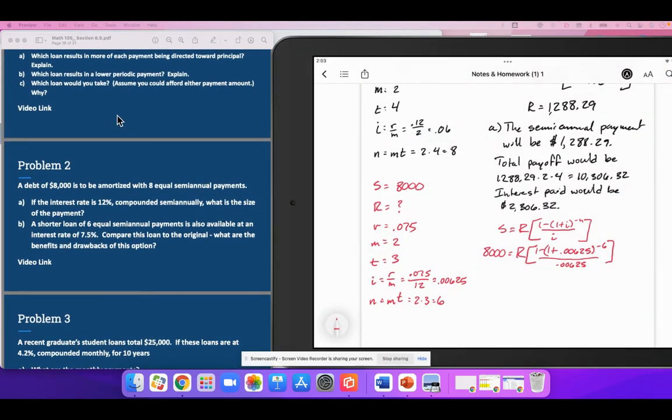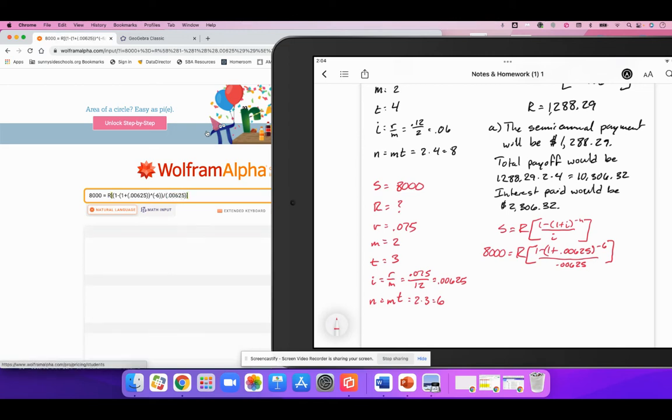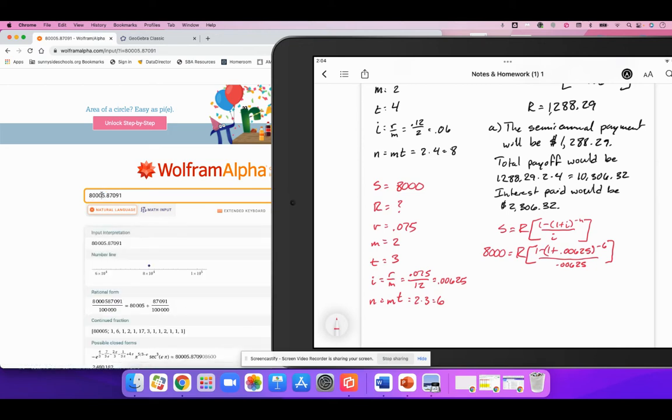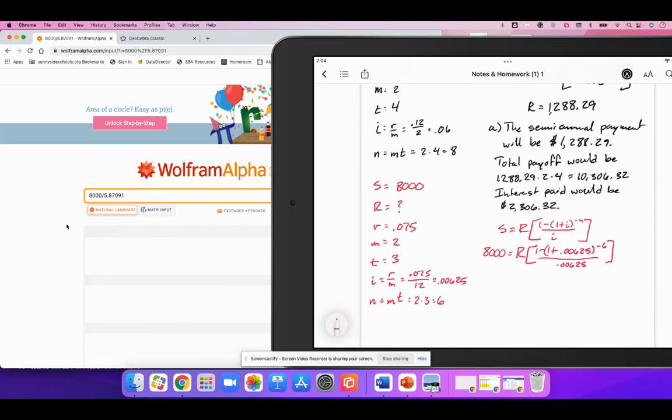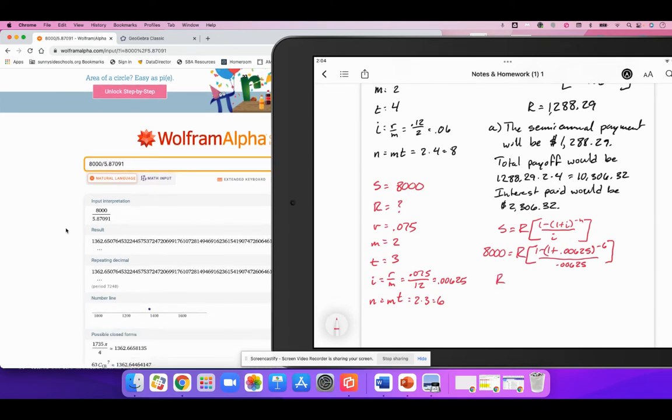So I'm going to jump back to Wolfram. And our loan amount is $8,000. Our I is 0.00625. N is going to be 6. And our I again is 0.00625. Got to divide by 587091. Forgot the divide symbol again. There we go. So our semi-annual payment on this loan is going to be $1,362.65.